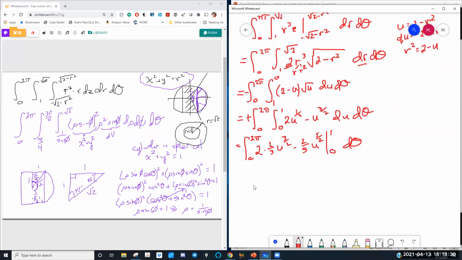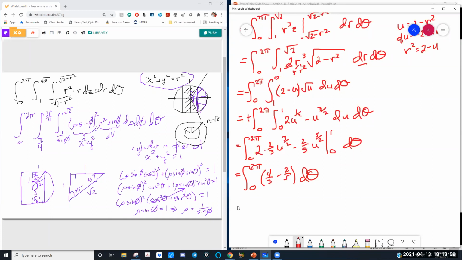And don't worry, guys, I'll be posting this as well. All right. And the nice thing is those limits are easy to work with. Plugging in 1, we just get the coefficients. Plugging in 0, zeros them out. So we end up with 0 to 2 pi. What are we going to have left? 4/3 minus 2/5 d theta.